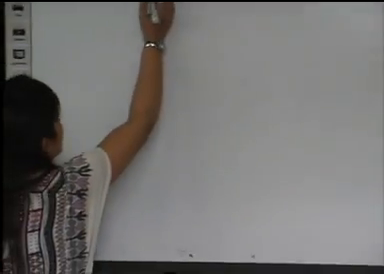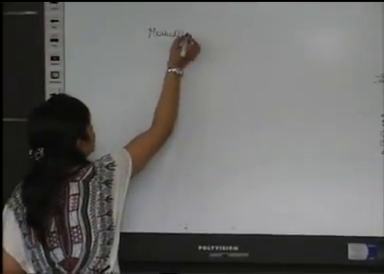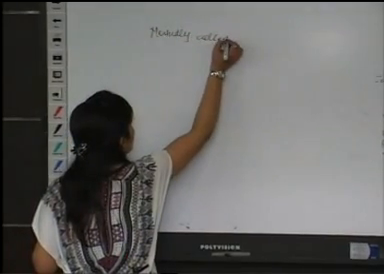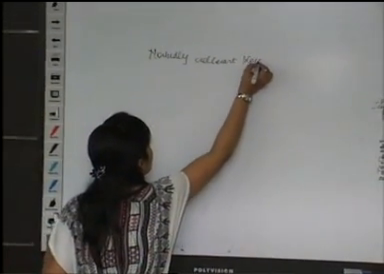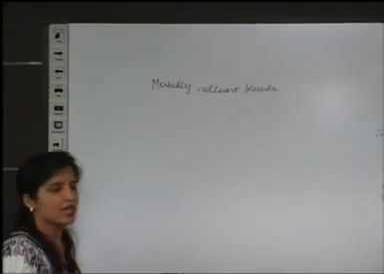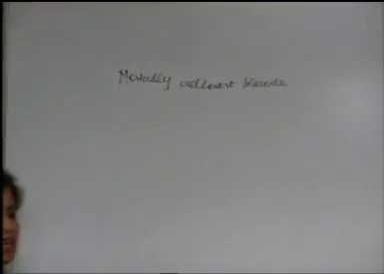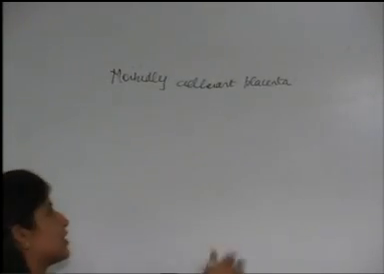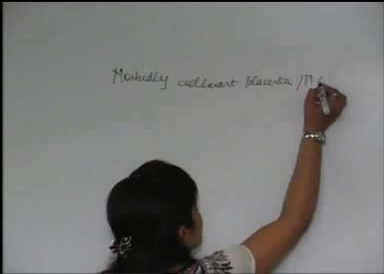Next condition is the morbidly adhered placenta. Now I told you that the human placenta is deciduate. This means that after delivery it is shed off. In a few conditions this placenta is not shed off after delivery, and then it is called a morbidly adherent placenta or placenta accreta.